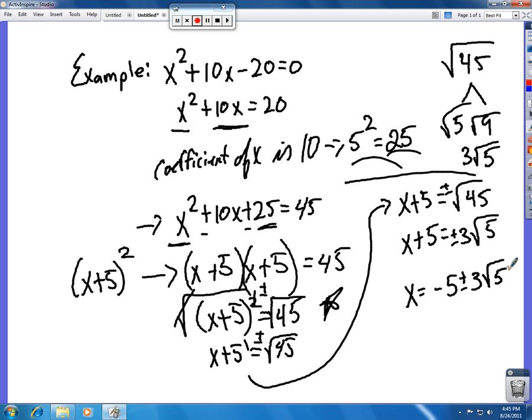Again, you've got two answers there. That is negative 5 plus 3 root 5 and negative 5 minus 3 root 5. So a little bit more work completing the square, but it is useful a little bit later on in your math, depending on how far you guys go.